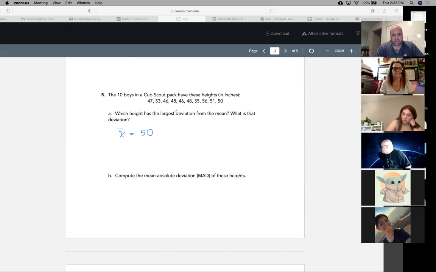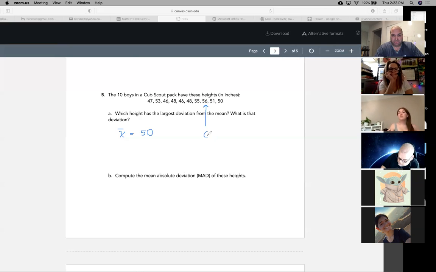So which height has the largest deviation from the mean? Well, this is 3 away. This is 3 away. This is 4 away. This is 2 away. This is 4 away. This is 2 away. This is 5 away. This is 6 away. This is 1 away, and this is 0 away. So the largest deviation from the mean would be 56 inches.